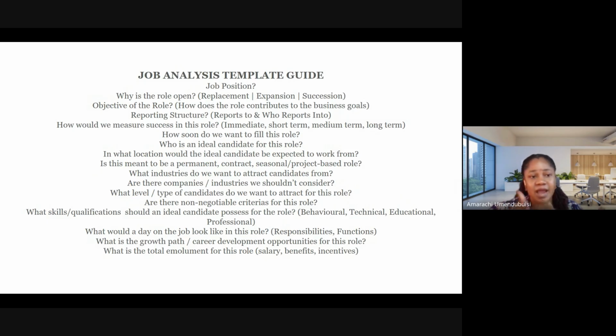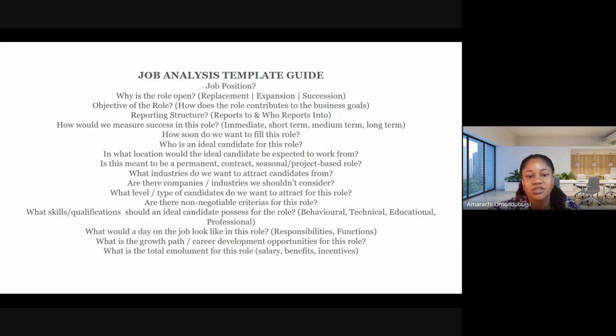So you want to ask the hiring manager, what does a typical day on the job look like? From the time of resumption to the closing time, what would this person be doing? The hiring manager should give you that insight, so that way you build on your knowledge as to what you need to communicate to potential candidates when you engage them further.